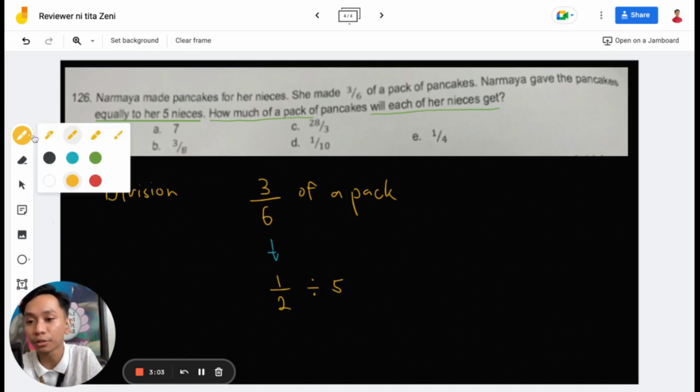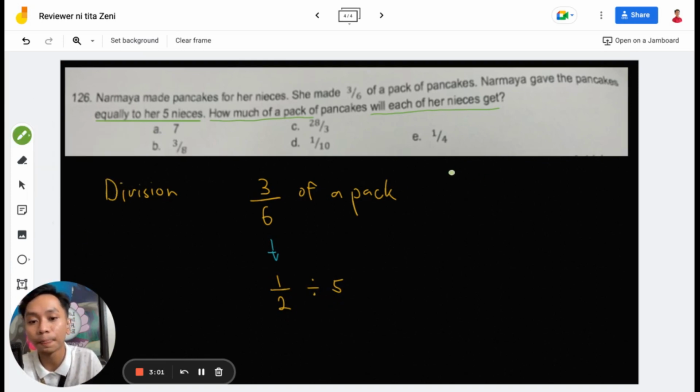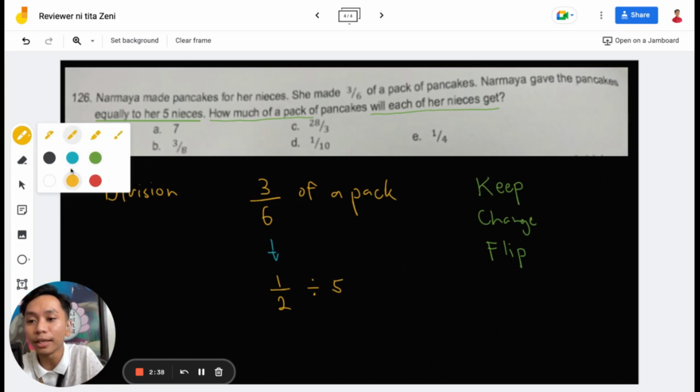At subdivision of fractions, you need to remember this. Keep, change, and then flip. KCF kung gusto mo. Pero mas madali naman tandaan, keep, change, flip. You can also say copy, change, flip. CCF naman yon. Pero ito ang mas gusto ko sa division. Keep, change, flip. Ano ibig sabihin ng keep?